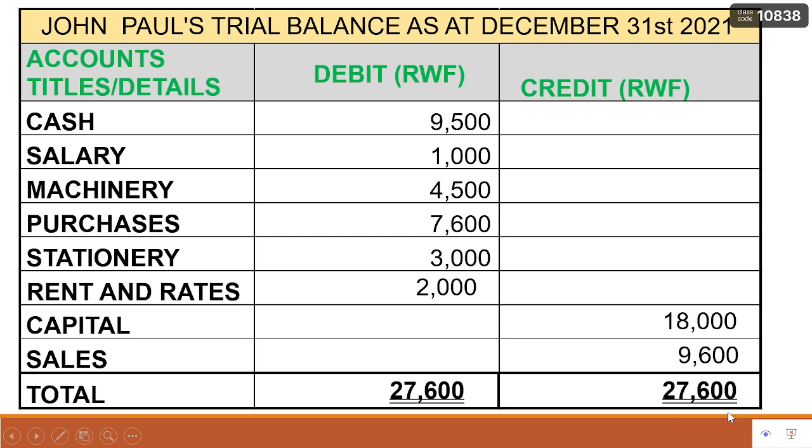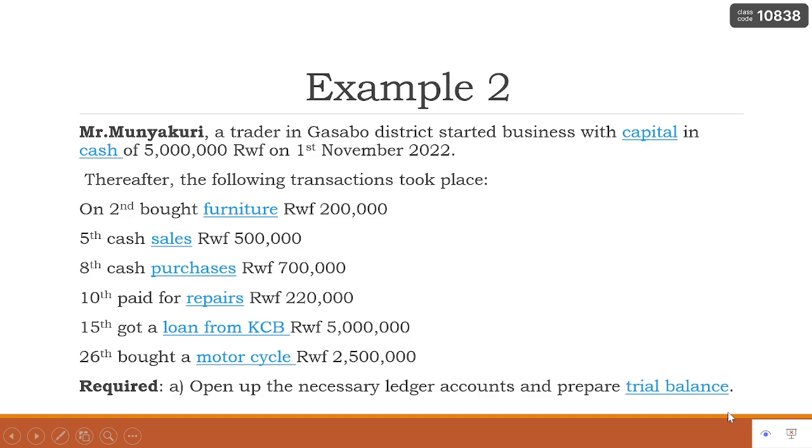Then the credit balance also has 27,600. So the debit and credit columns of the trial balance agree. We do not need to check whether there is a misclassification of this information. We have a second example.